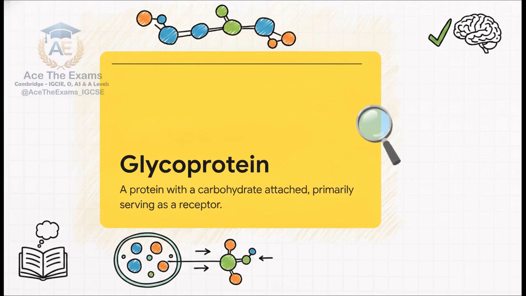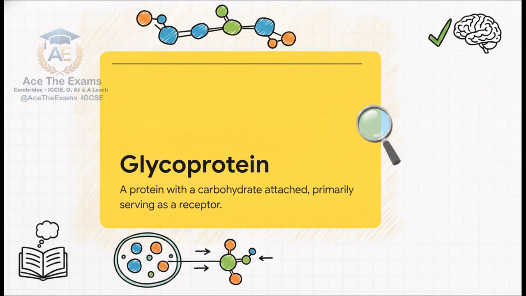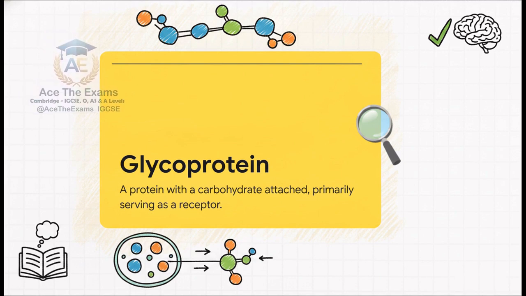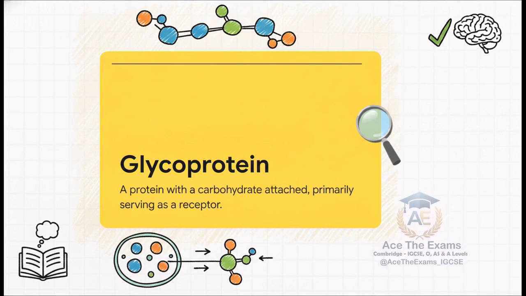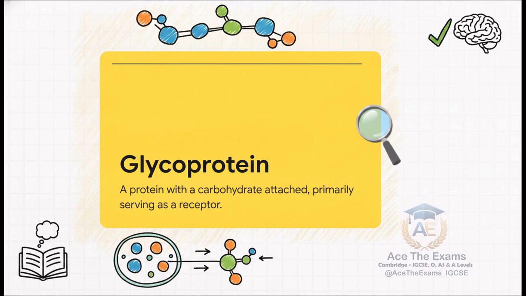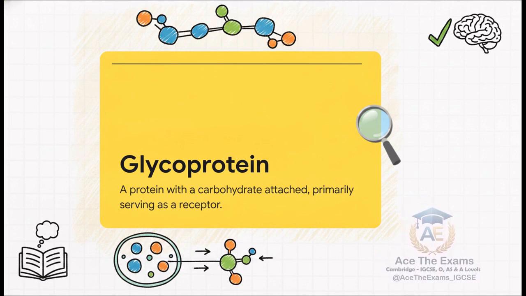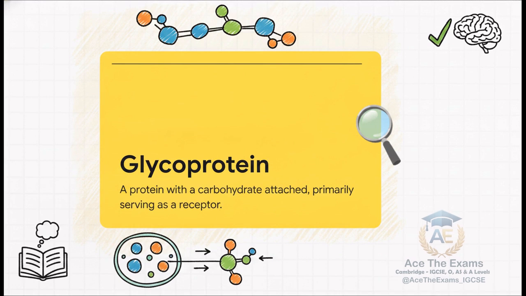Let's see how this builds with our next component, the glycoprotein. This one is a protein with a carbohydrate attached, primarily serving as a receptor. Anchoring these solid biological facts is your direct remedy to those vague, 0-mark answers we just talked about. When you specifically identify a glycoprotein and define its structural nature, a protein plus a carbohydrate, you're showing the examiner that you genuinely grasp the foundational science rather than just taking a wild guess.